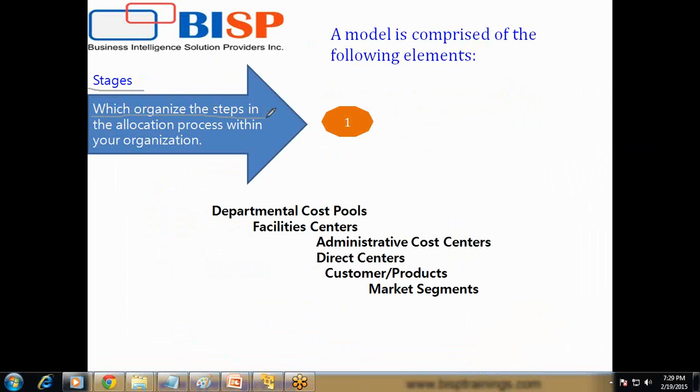Which organize the steps in allocation. How is allocation done? Allocation is generally done in a process, in stages. In this example I showed, we calculate a departmental cost pool, then further drill down to facility centers. There are 2 facility centers, the administration cost center and the direct center. Further we drill down to customer, product and market segment. So allocation happens in one go as a whole, from departmental cost pool to market segment. That's the first step one is supposed to do.